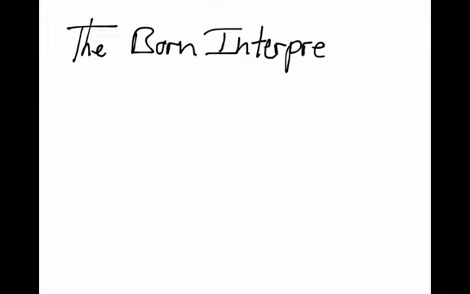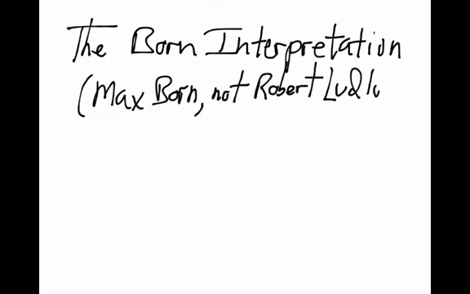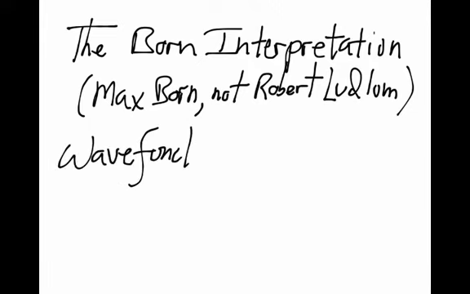So very early on in the development of quantum mechanics, there was this guy named Max Born, and he put forward what we call the Born interpretation of the wave function. That is Max Born, this German fellow. It has nothing to do with Robert Ludlum or The Bourne Identity or Tom Cruise or anything like that. So we're talking Max Born and the Born interpretation of the wave function.